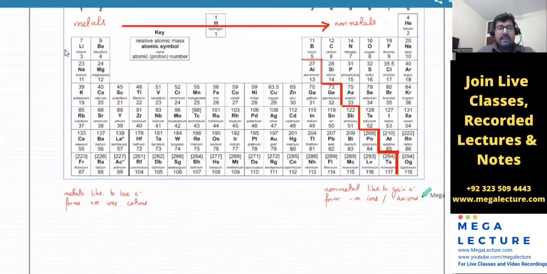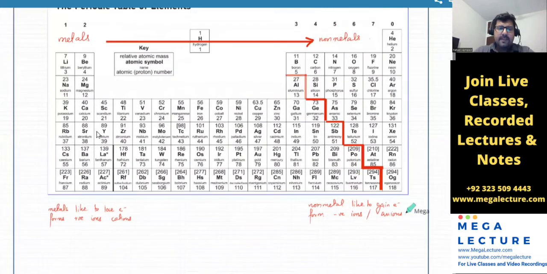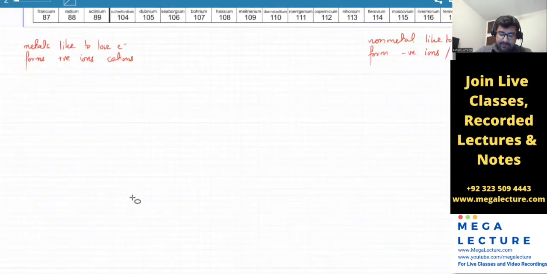Now the question then is, why does this happen? When you move from left to right, the atoms over here, they like to lose electrons. The atoms on the other side, they like to gain electrons. So what's the reason? What's happening when you move from left to right, right? So let's say I've got lithium over here and I've got fluorine on the other end. One of them likes to lose electrons. The other one likes to gain electrons. Let's look at lithium. Okay? I'm going to draw lithium first.